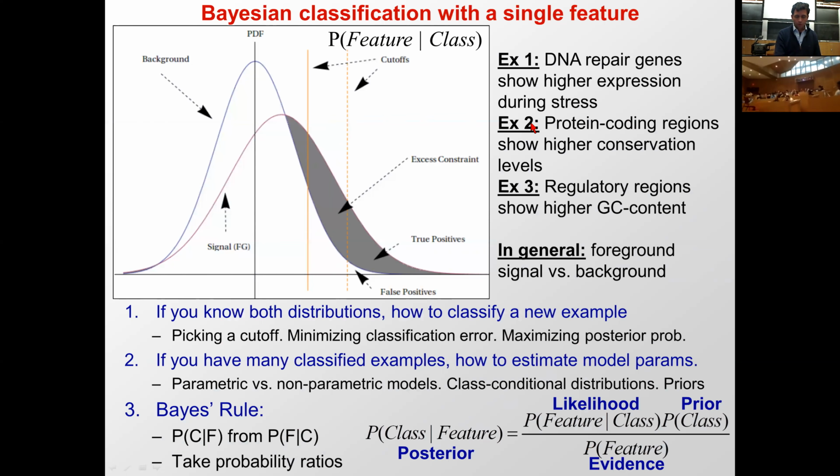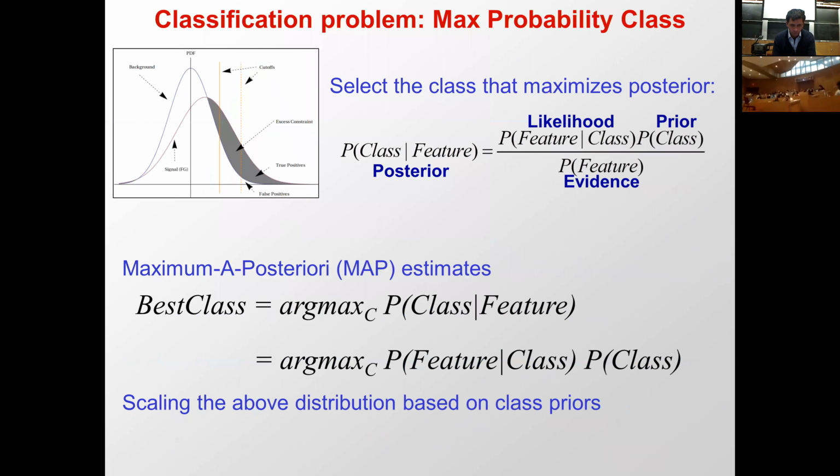So regardless of what the situation is, you always want to estimate distributions from those and then use that to make decisions. So you want to select a class that maximizes that posterior probability, given this. The maximum a posteriori estimate is the best class being the argmax over all the set of classes of this, which is the same as the argmax over all classes of that, which is basically including the prior and the likelihood. And then the evidence doesn't matter because argmaxing over C is invisible to that, okay?